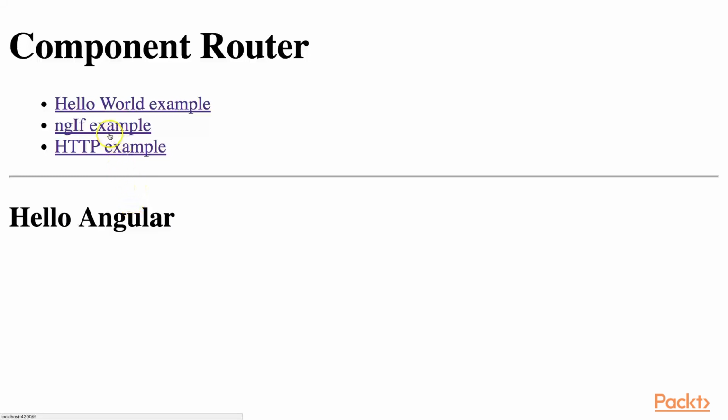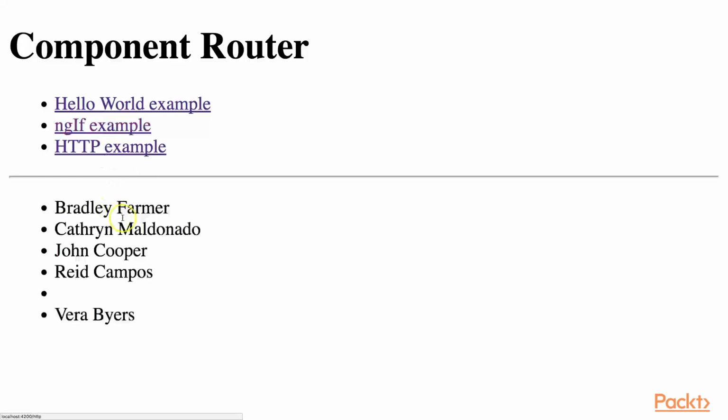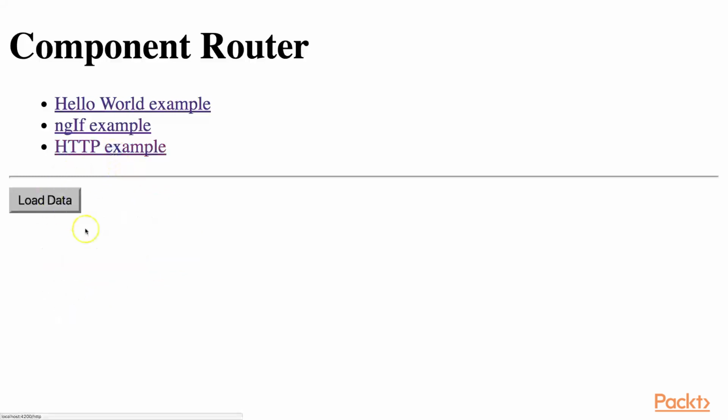Now if I click on the ngIf example link, the URL will change, and now we see a different component, which is my ngIf component. And then when I click HTTP, it changes again down here to a different component. So all of this happens without reloading the page. Angular is in charge of the routing and just loads the right component at the right place.